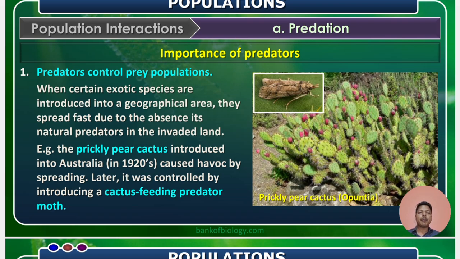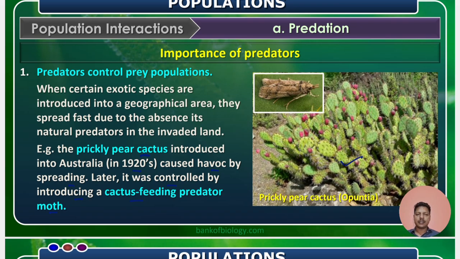Next, predators control prey population. When certain exotic species are introduced in a geographical area, they spread fast due to the absence of their natural predator in the invaded land. Example, the prickly pear cactus, introduced into Australia in 1920, caused havoc by spreading. Later it was controlled by introducing a cactus-feeding predator moth.